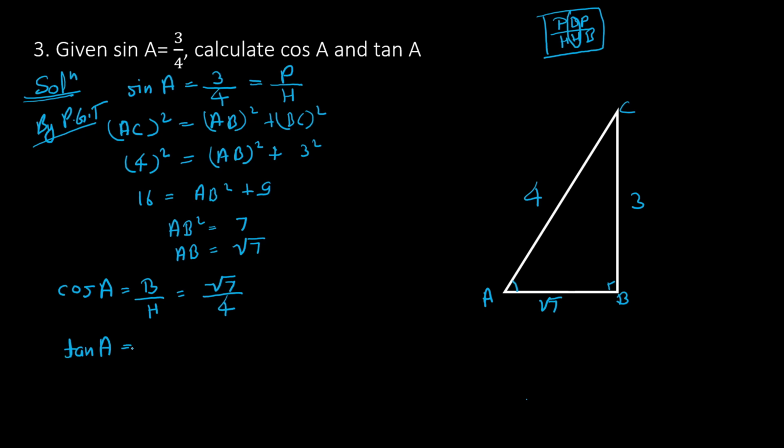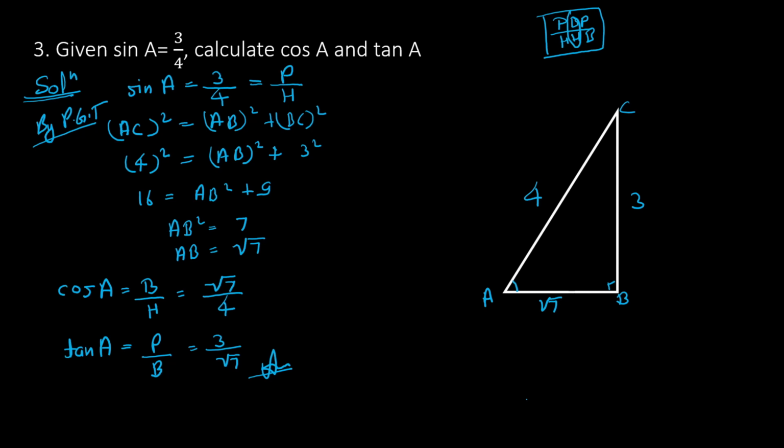And tan A equal to perpendicular upon base. So what is perpendicular? Perpendicular is 3 upon base is root 7. So it is the answer. Question 3 we solved. Now let's move to the next question.